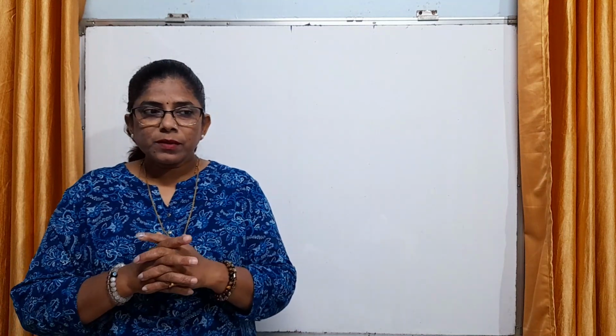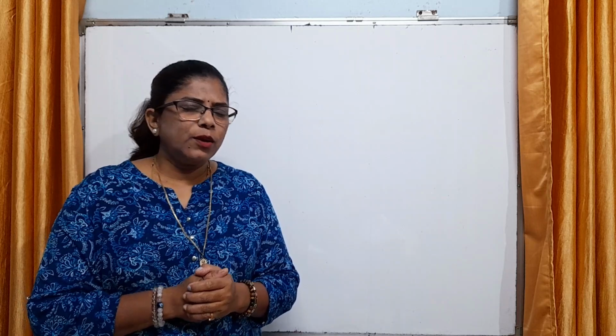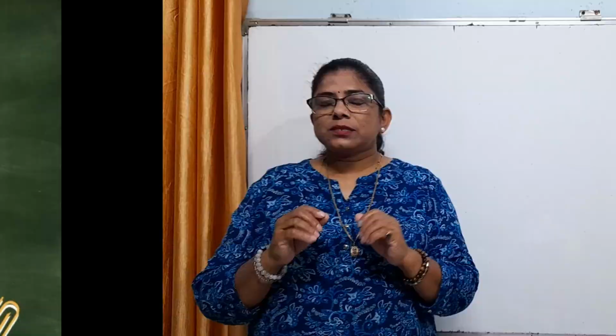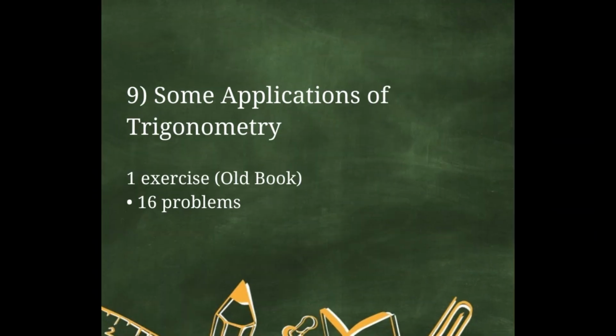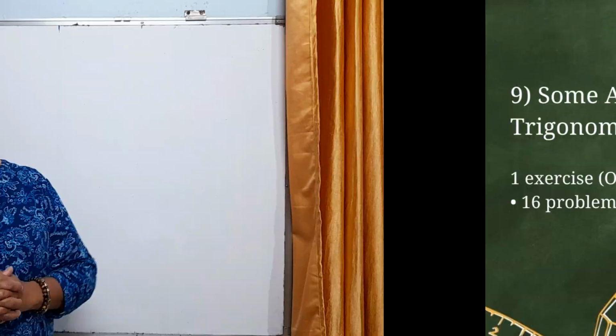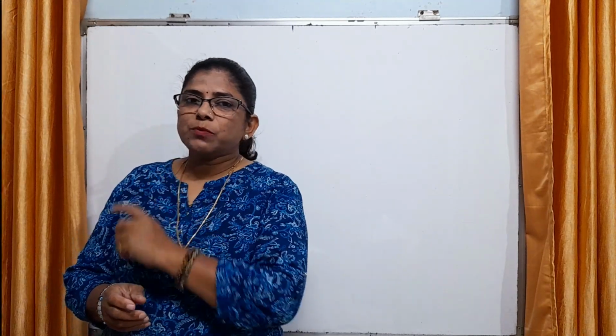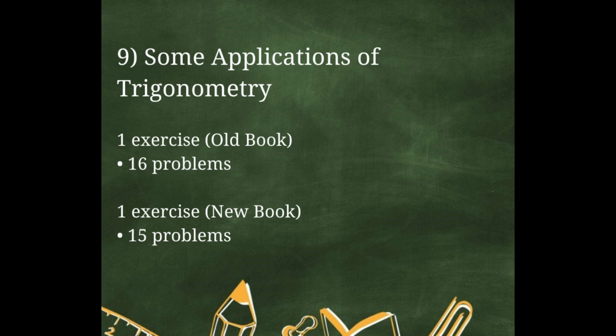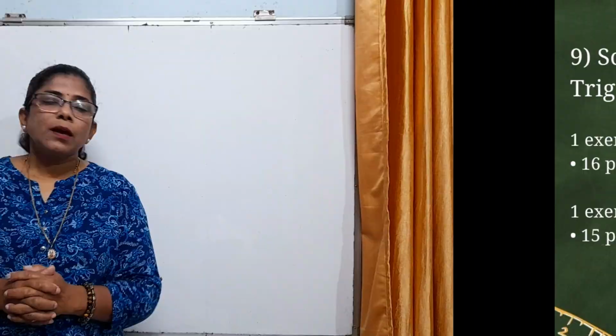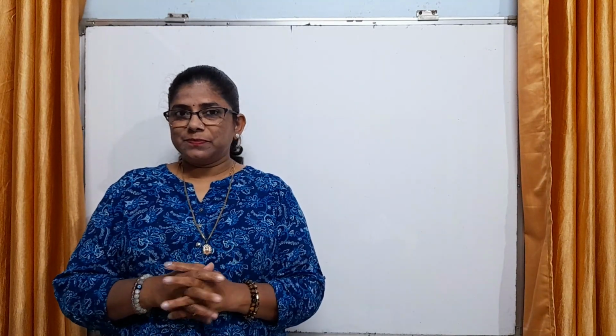Next chapter is application of trigonometry. In application of trigonometry, there are no major changes because this chapter had only one exercise with 16 word problems. So the only minor change in this chapter is instead of 16 problems, you have 15 problems. That's it. And remaining things are as it is.